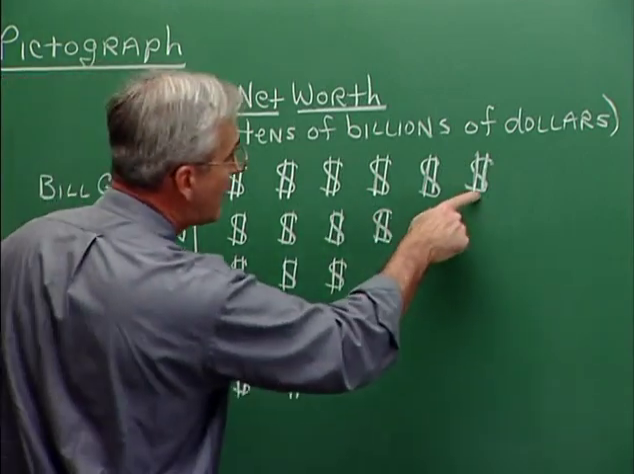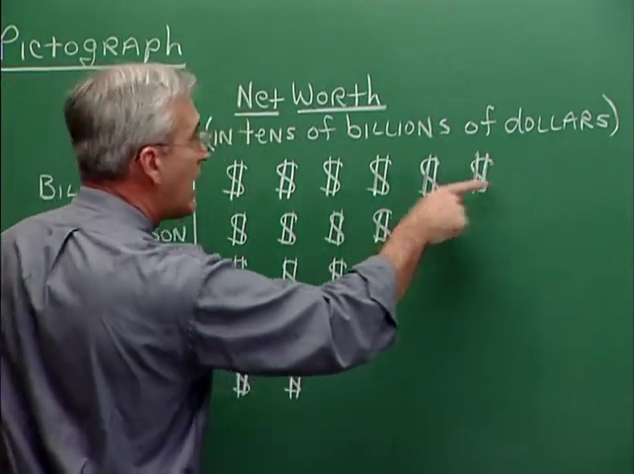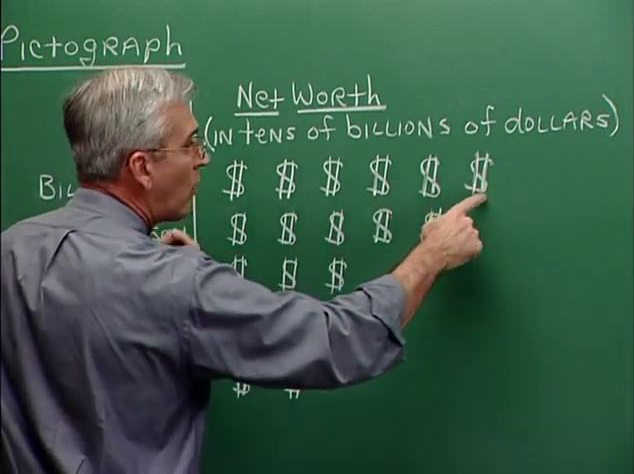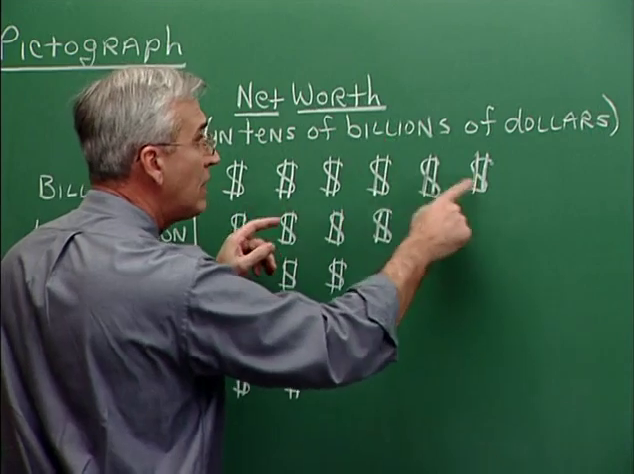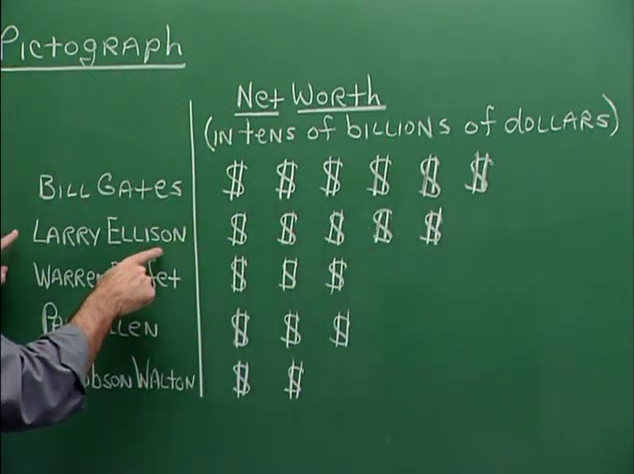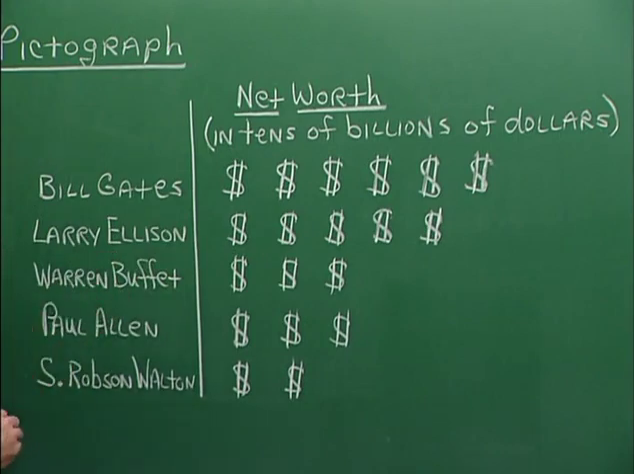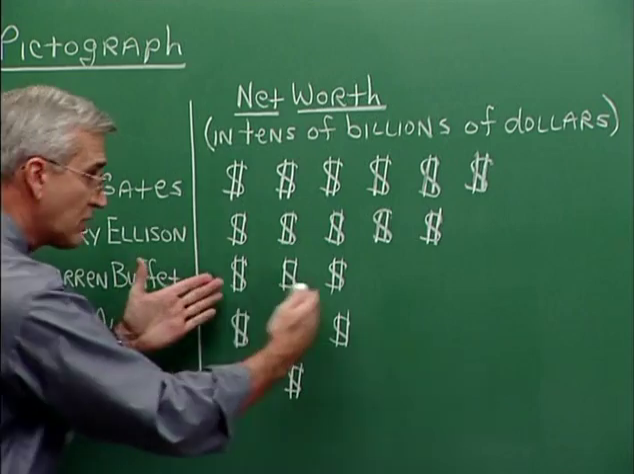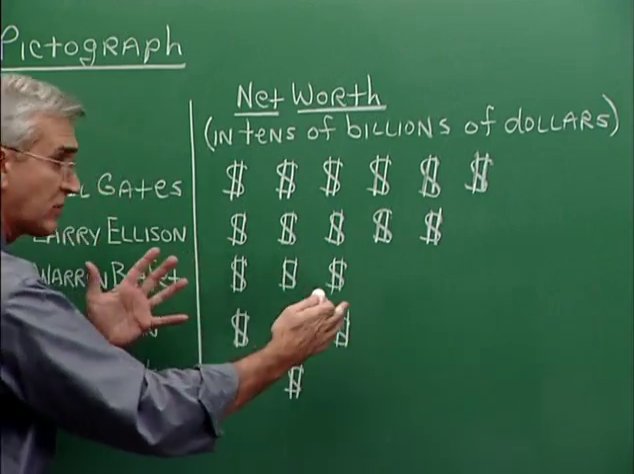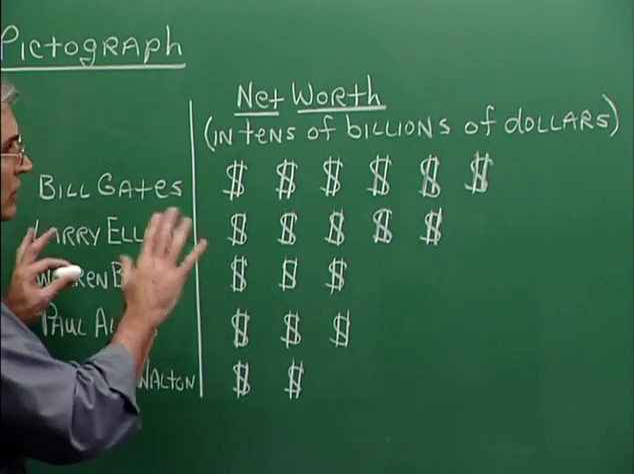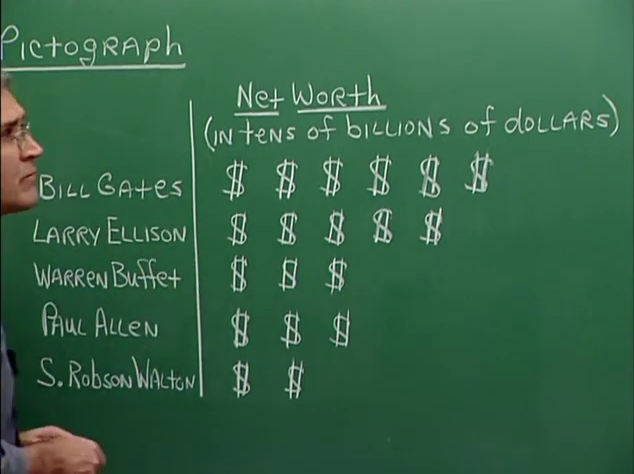We can see that since we have one more dollar sign here in this row associated with Bill Gates, his net worth is approximately $10 billion more than the person associated with this row, and that would be Larry Ellison. We can tell that these two folks have about the same net worth because of the number of dollar signs being the same for those two. So that's how we interpret using a pictograph.